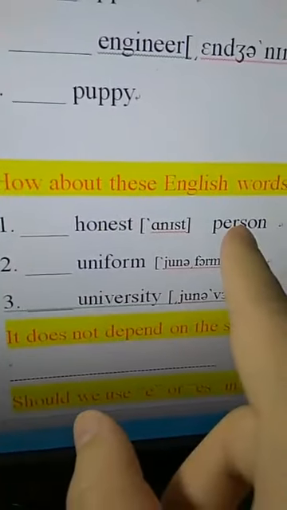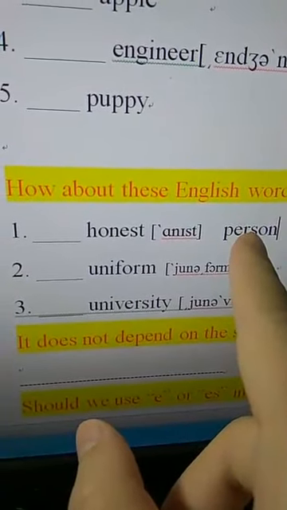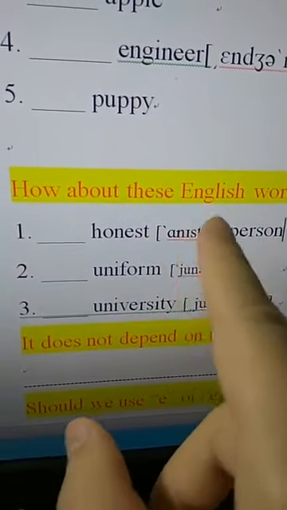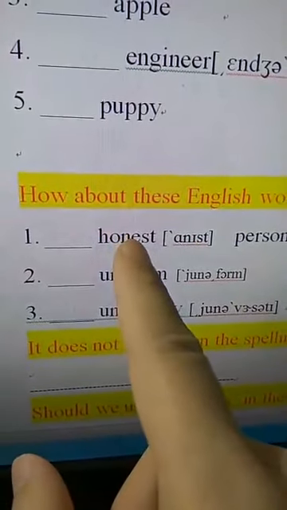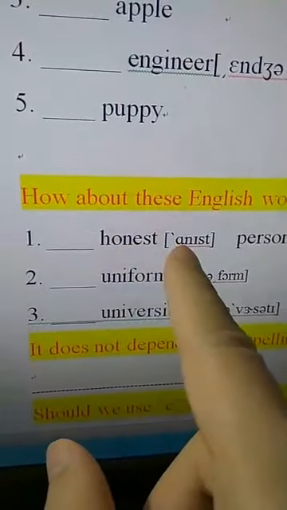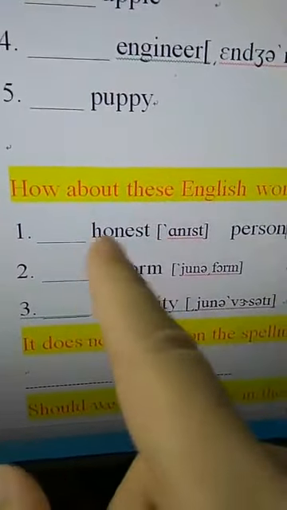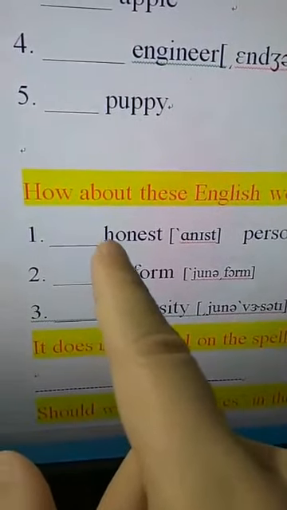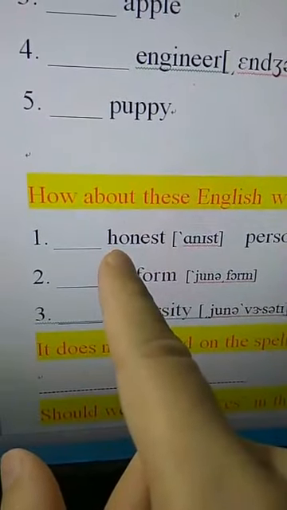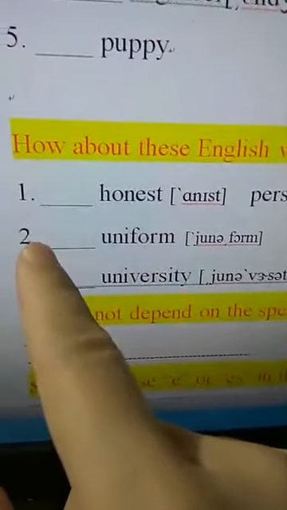An honest person. So all the time you pay attention to the pronunciation, not the spelling. Then we decide, should we use a or an? So the answer here is an because we don't pronounce the letter H. Okay, let's see the next one.